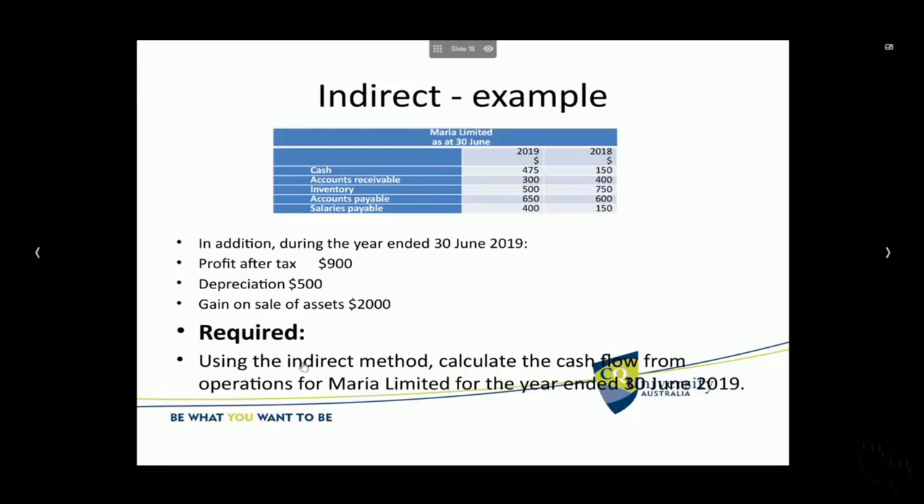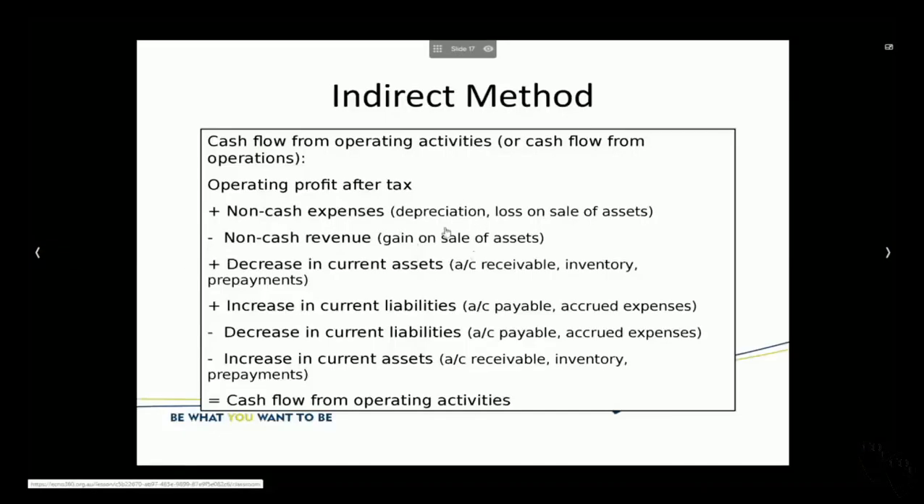So using the indirect method, we have to calculate the cash flow from operating activities for Maria Limited for the year ended 30th of June 2019. Using this structure, what I've done in advance, because I thought it might be easier, is put the dollar figures next to it in the notes to this slide, and you've got access to those. So you can just keep this slide open. I'm going to flick to the document camera again and show you where I'm getting the figures from, but first I'll talk you through it.